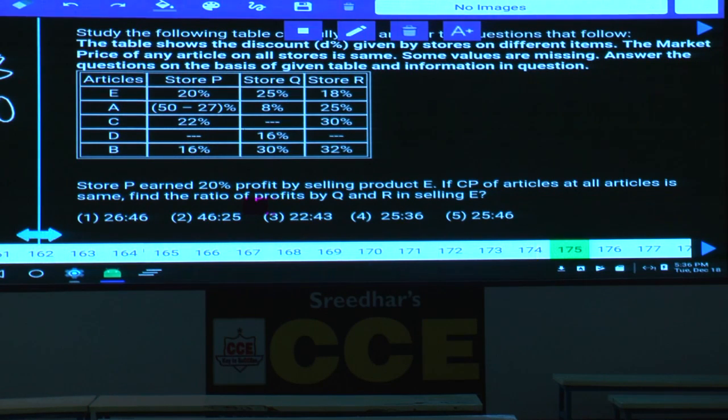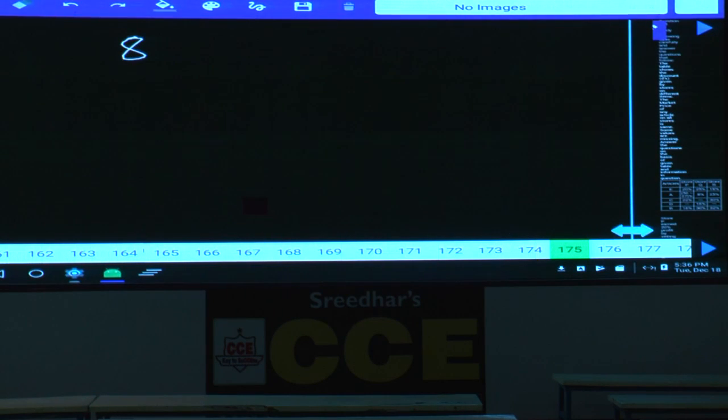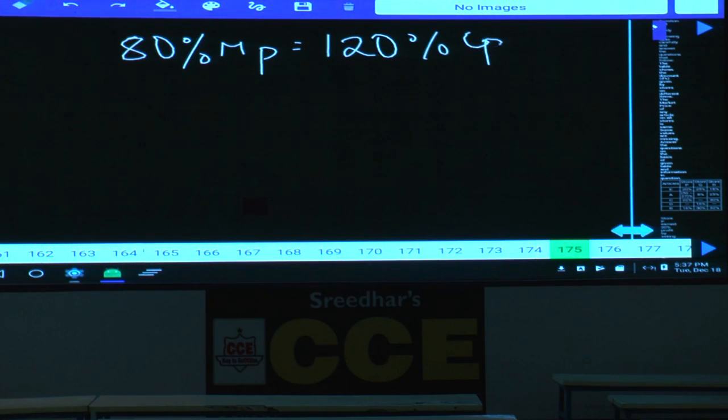Store P earned 20% profit by selling product E. If the cost price of articles at all stores is the same, find the ratio of profits by Q and R in selling E. Right. Now, for product E, store P is getting 20% profit. For product E, first of all, store P is giving how much discount? 20%. That means selling price becomes 80% of market price, and still there is a profit of 20%. Then this is equal to 120% of cost price.